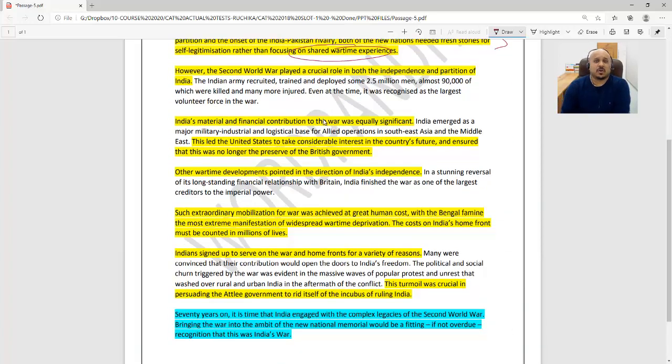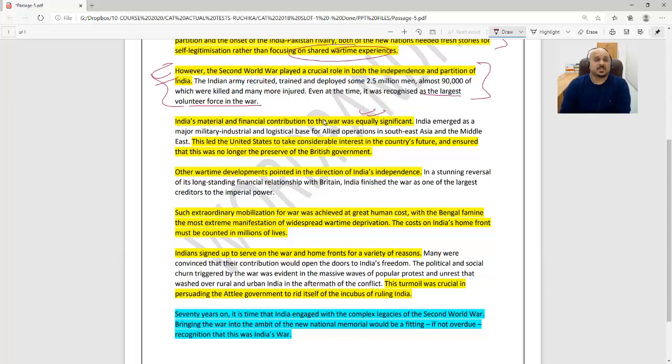However, the Second World War played a crucial role in independence, partition of India. The Indian army recruited, trained, deployed some 2.5 million men. Almost 90,000 were killed and injured. So here the author is highlighting the importance of the war. Even at the time, it was recognized as the largest volunteer force in the war. India's material and financial contributions to the war were equally significant. So this paragraph explains India contributed men. This explains India contributed money.